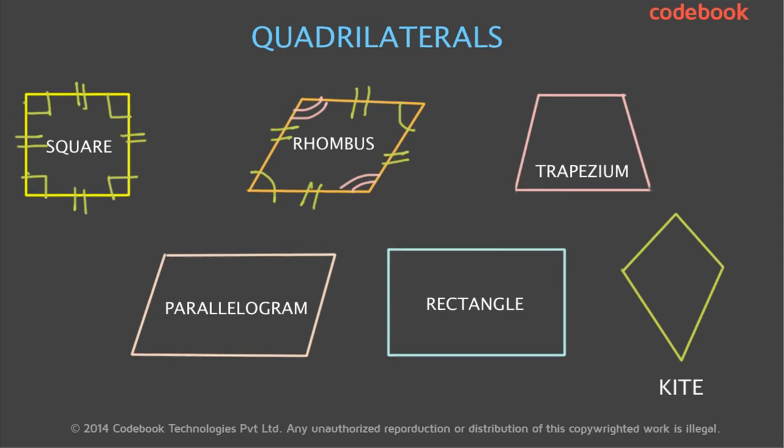The next figure we will look at is called a trapezium. A trapezium is a quadrilateral which has a pair of parallel opposite sides. For example, in this figure, these 2 sides are parallel to each other. And a trapezium in which the non-parallel sides are equal is called an isosceles trapezium.